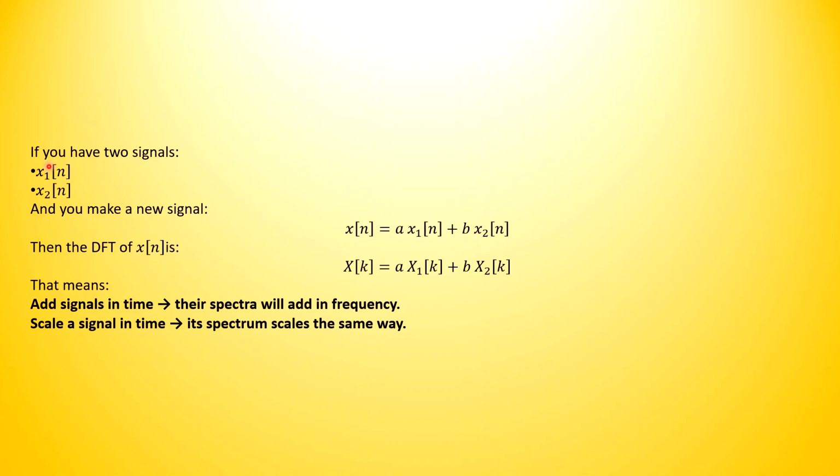Let us consider that you have two signals x1 of n and x2 of n, and you make a new signal x of n equal to a into x1 of n plus b into x2 of n. So the DFT of this x of n will be X of k equal to a into X1 of k plus b into X2 of k. That means if you add the signals in the time domain, their spectra will add in the frequency domain. So if you scale the signal in the time domain, its spectrum scales in the frequency domain.